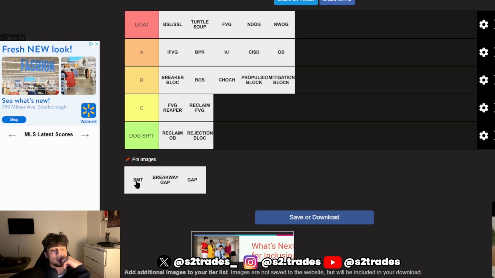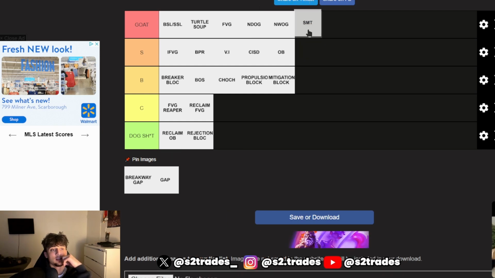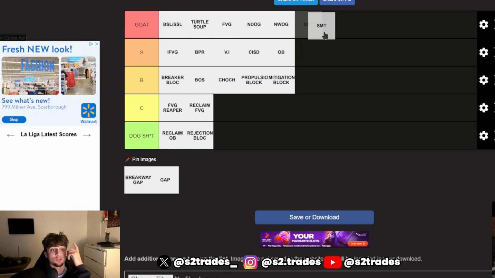Not really useful. SMT, this is SMT's in GOAT, obviously. I'll put that above turtle soup, because SMT makes any setup A plus, right? Of course, if it's the proper SMT, like you marked it out properly and it's a relevant SMT. But yeah, an SMT is like a statistical edge.